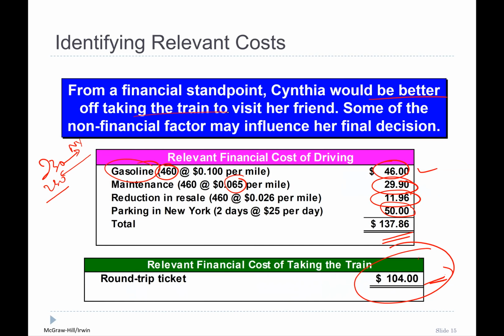Some of the non-financial factors may influence her financial decision as well. For example, relaxation. If she puts more weightage on relaxation, then maybe she can say that the cost of driving is more suitable for me, because we cannot quantify that at the moment. So we can say that the round trip is cheaper.